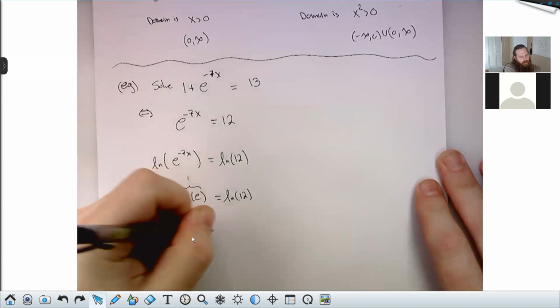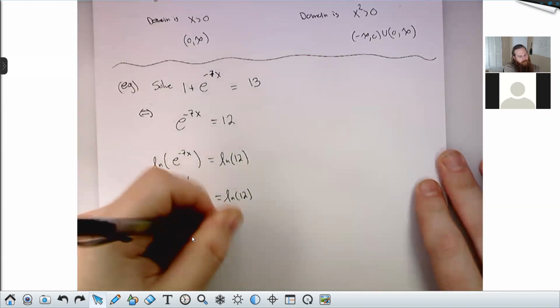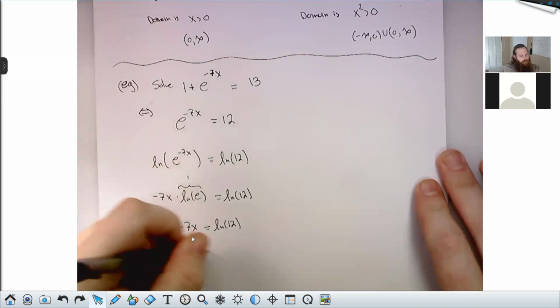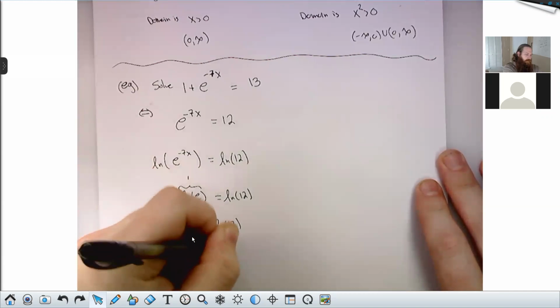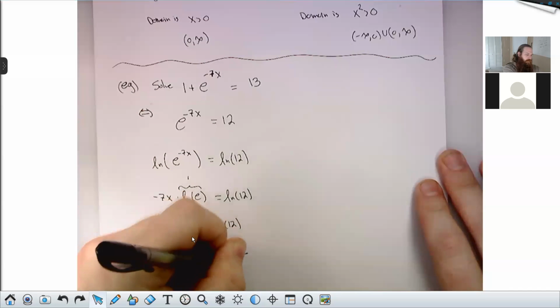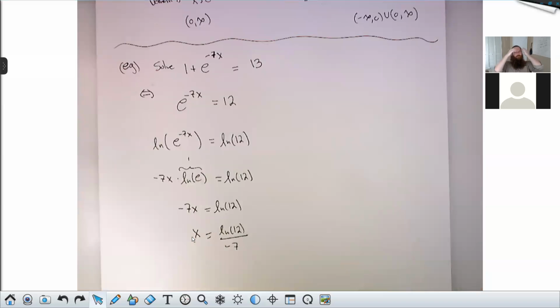So I have negative 7x equals ln 12, which means that x has to be ln 12 over negative 7. Not too bad.